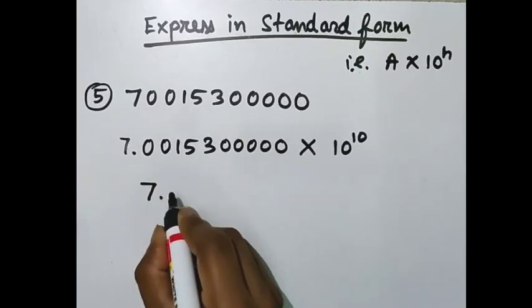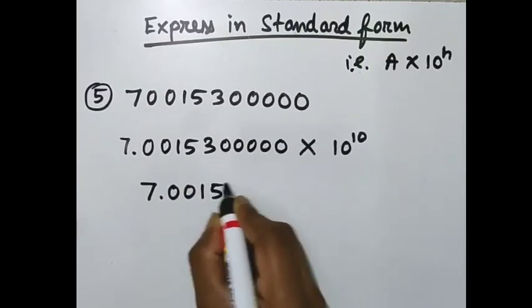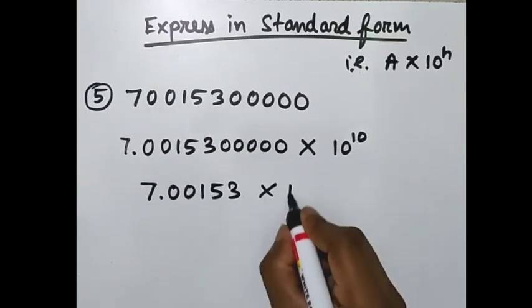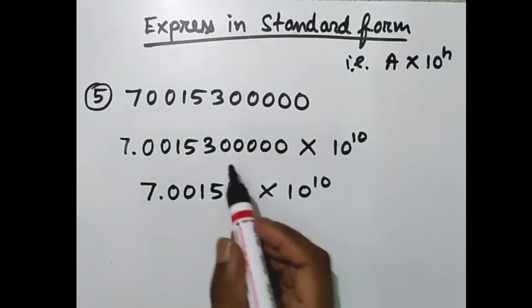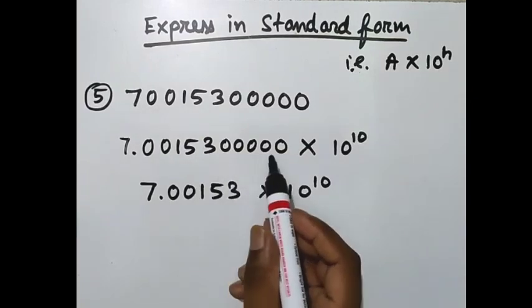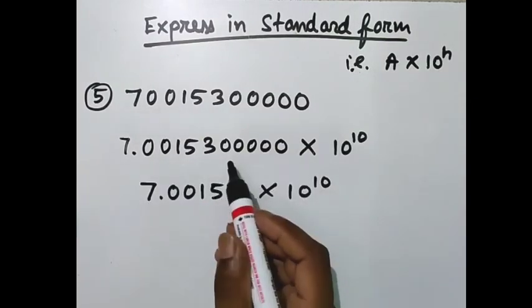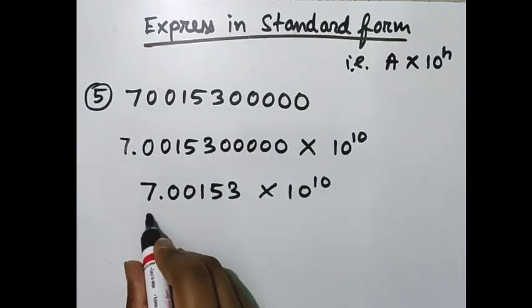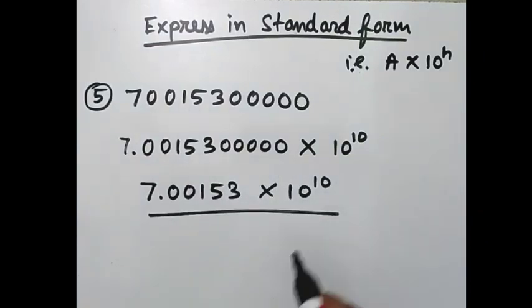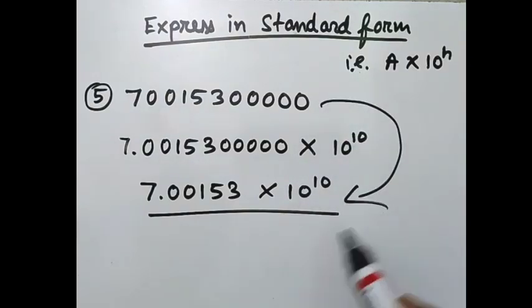So 7.00153 times 10 raised to the power 10. So the zeros that are to the extreme right of the decimal places have no value, right? So this is the standard form for this number.